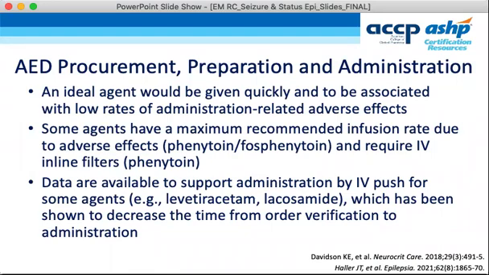We do have some data for some of our therapies to be given IV push, such as levetiracetam and lacosamide, and this has been shown to decrease the time from order verification to administration. So this could be an option.